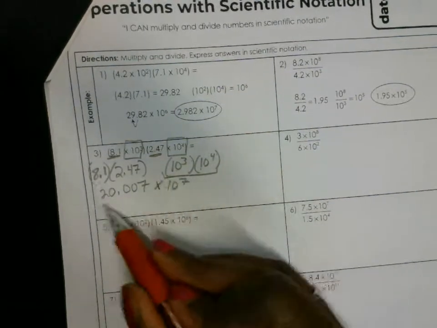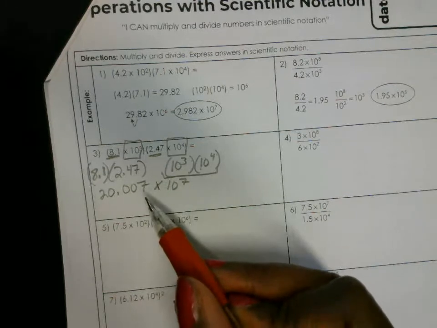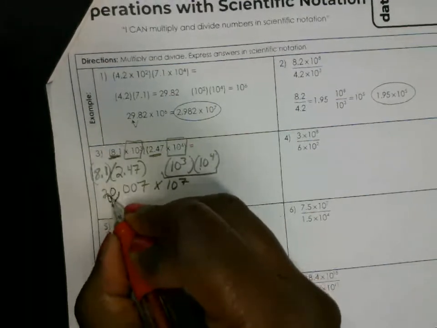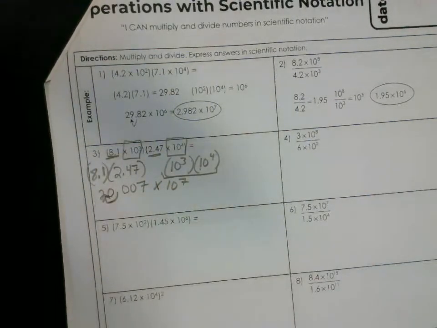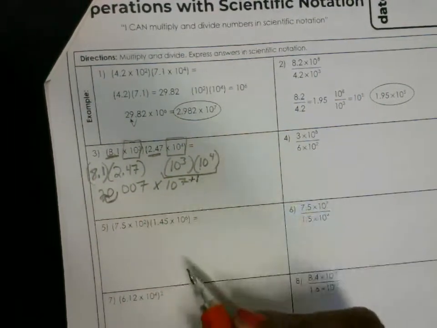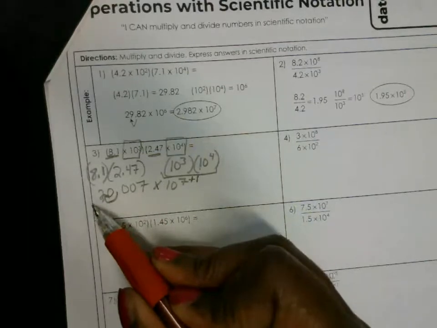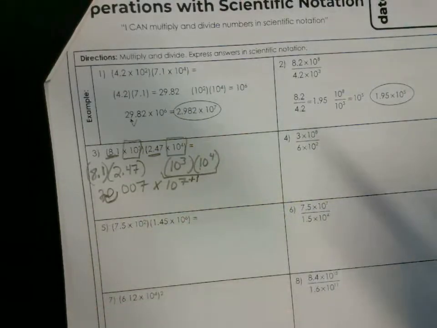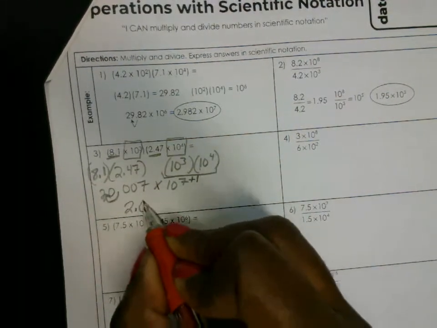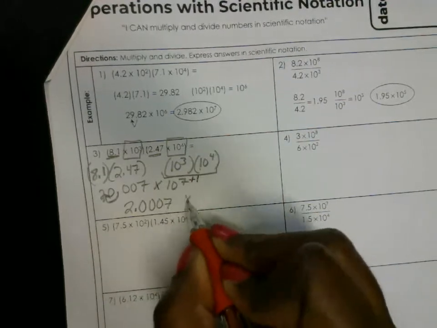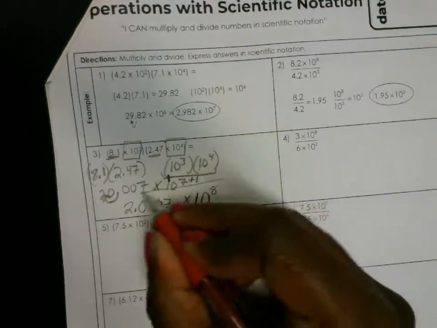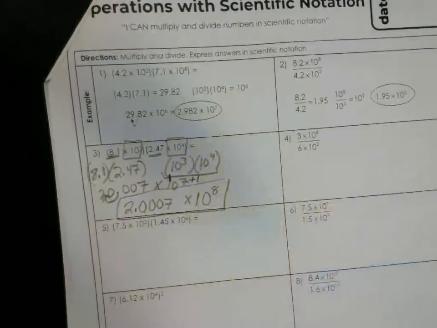Okay. And this is my answer here, but it's not written in scientific notation because the decimal has to be behind the first significant digit. So I'm going to move it over 1. Because 20 is bigger than 1, we're going to add 1 to that exponent. If it was 0.20 and we were moving it to make it bigger, we subtract 1. So here this is going to give me 2.0007 times 10 to the 8th power. Okay? And that's how that works there.